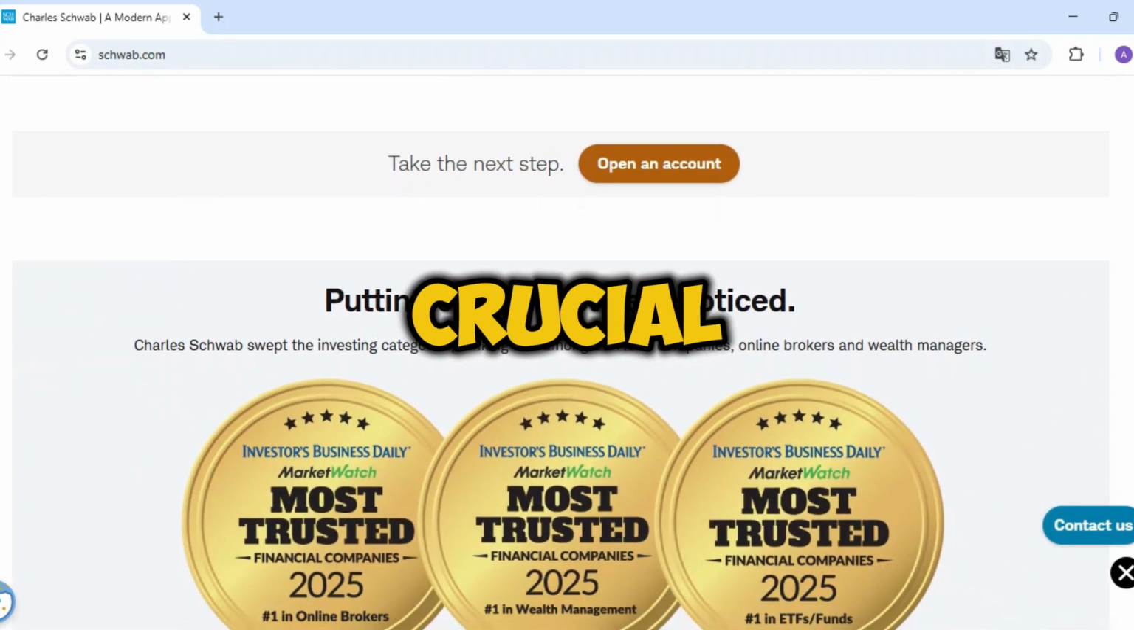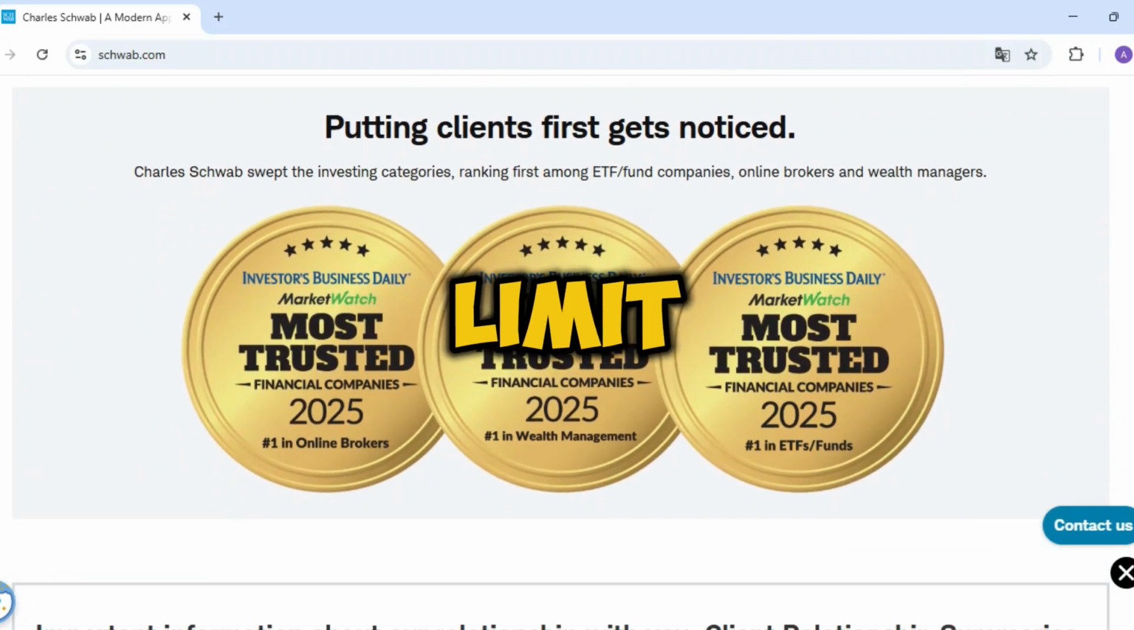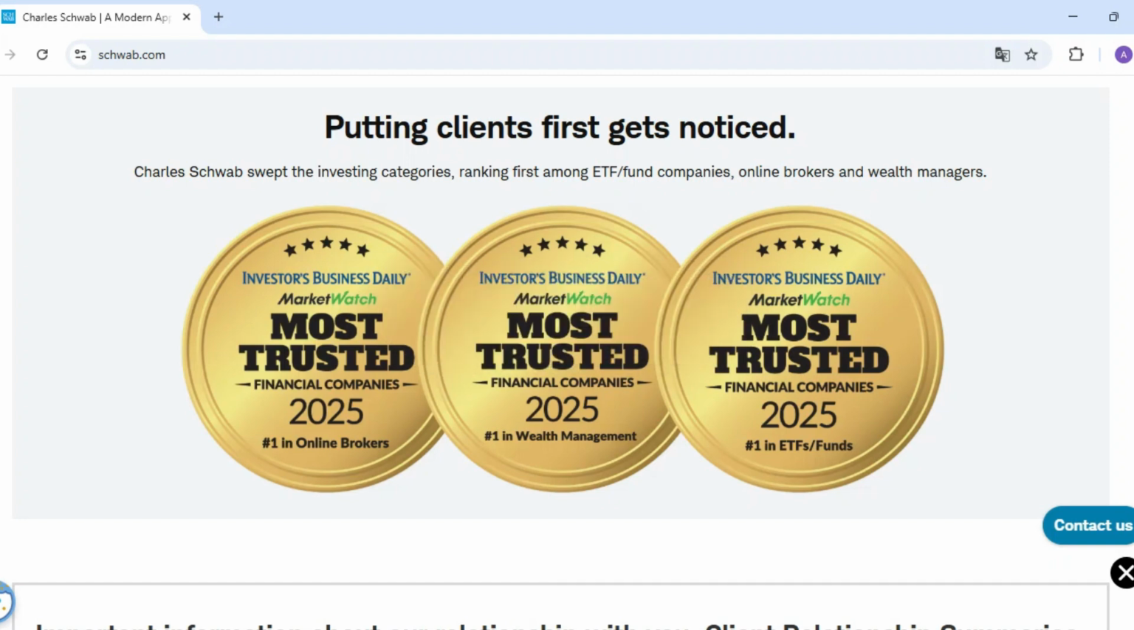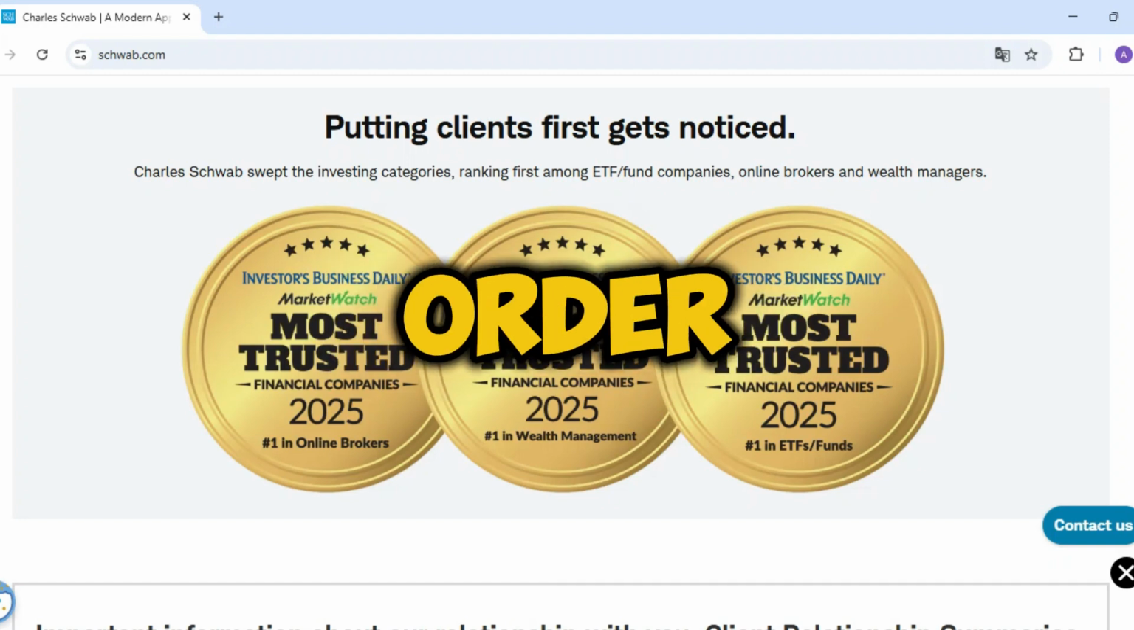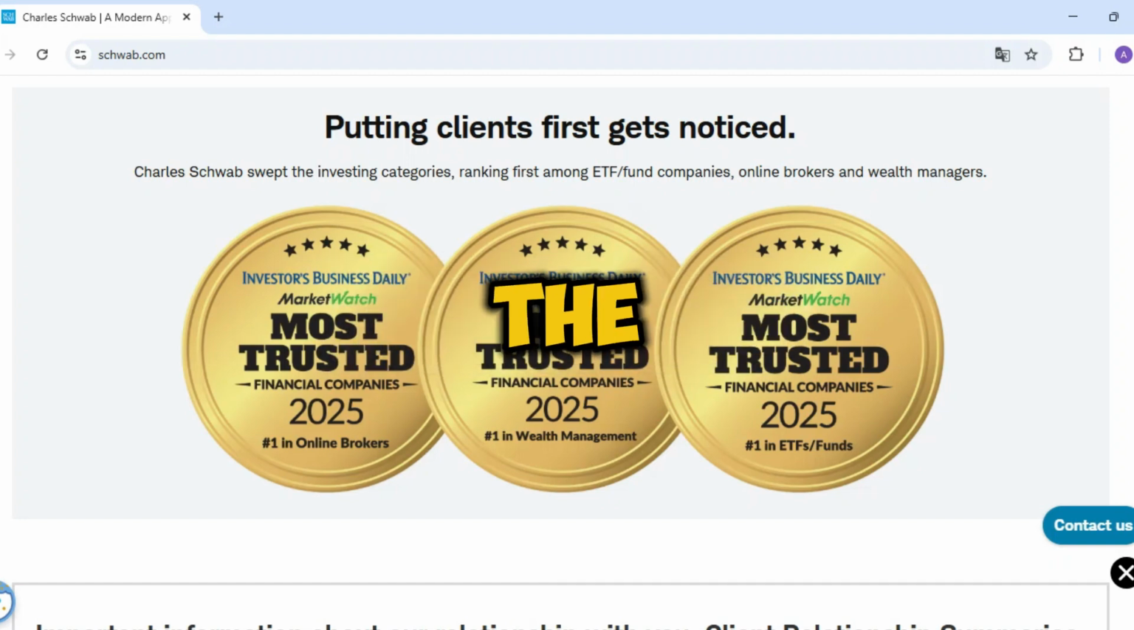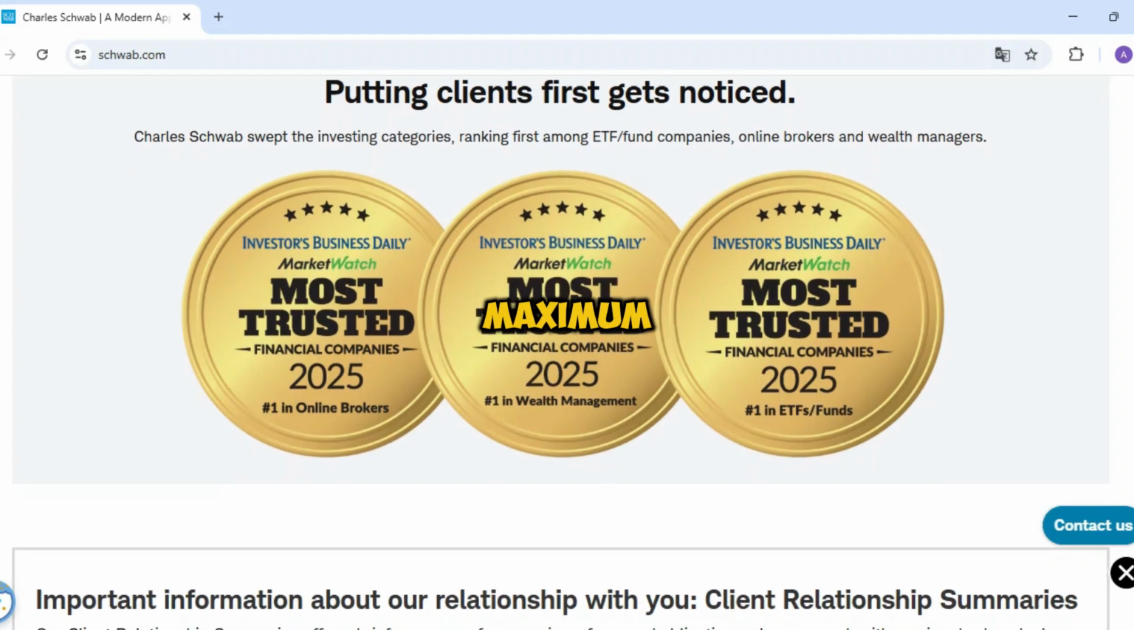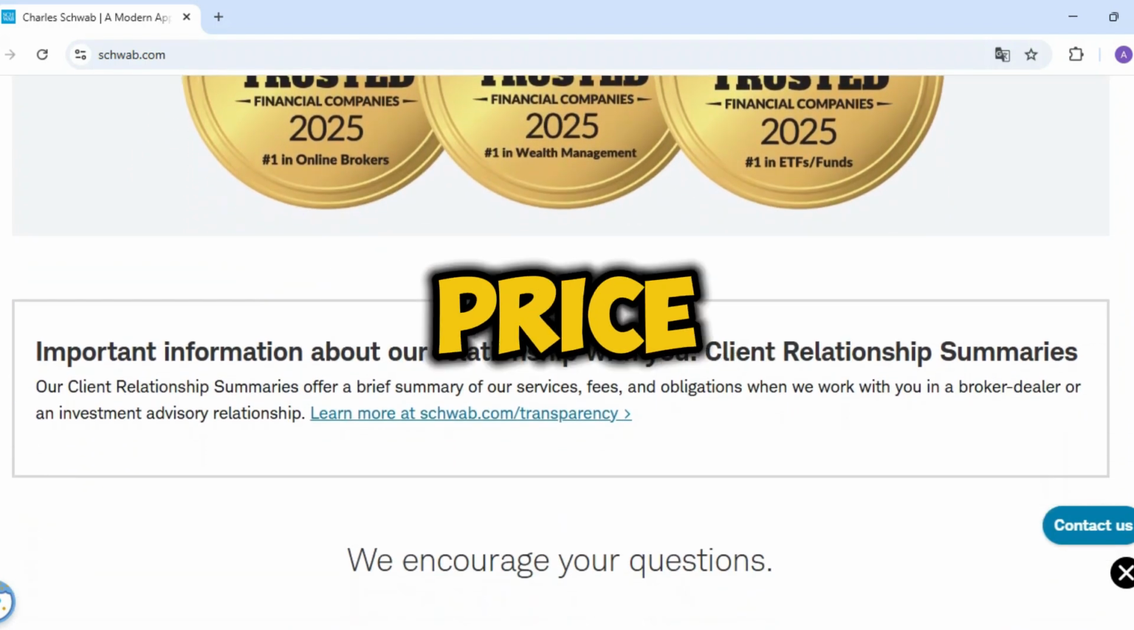And that leads to my crucial pro tip. Use stop limit orders for volatile stocks. A regular stop loss can execute at a bad price during a flash crash. Instead, use a stop limit order, which triggers a limit order once the stop price is hit. This gives you maximum control over your execution price.